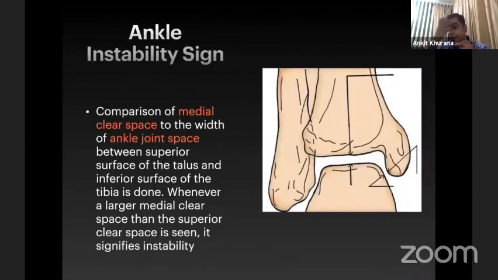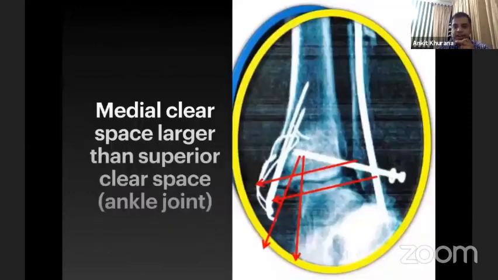Ankle instability is seen by comparing the superior articular, the ankle joint space and the medial joint space. Both should be equal, and if the spaces are not equal, this indicates that the ankle is disrupted, as is seen in this malreduced ankle.